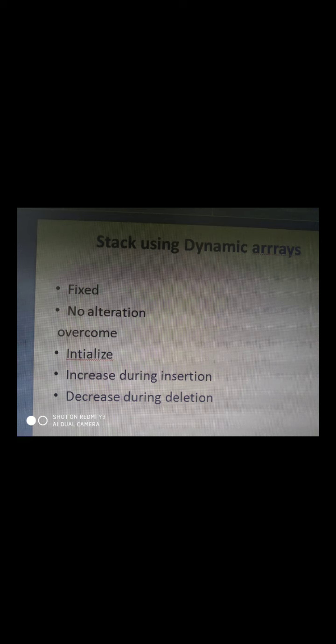Is that clear, everybody? If you go with the static array, the size is fixed and no alteration is possible. To overcome this, I initialize with some size. Whenever I want, I can increase it during insertion, that is the push operation, and decrease it during the pop operation. That can be possible by using dynamic arrays.